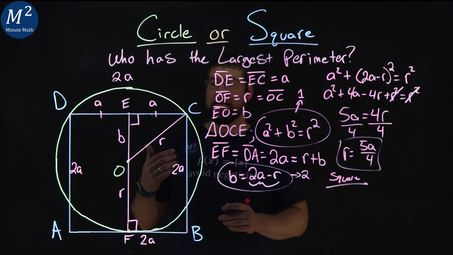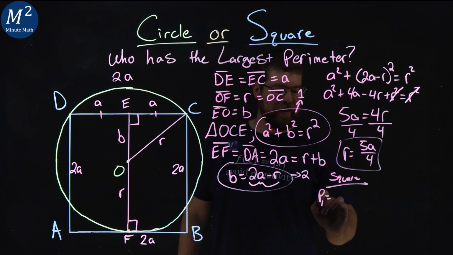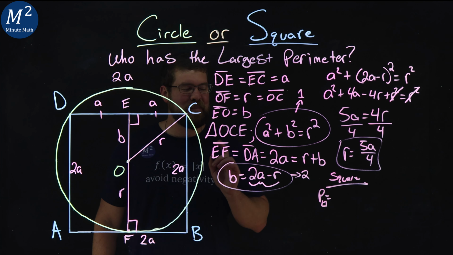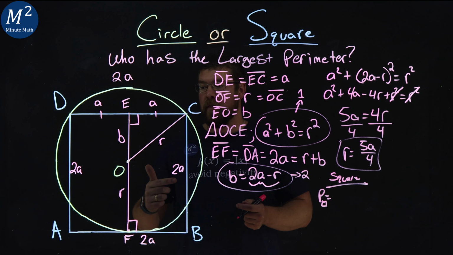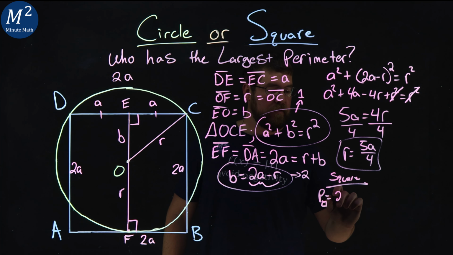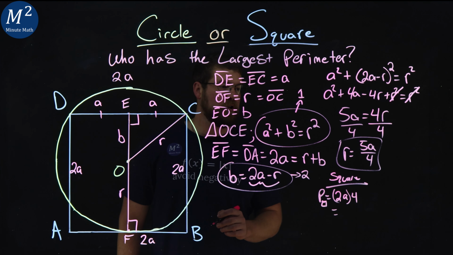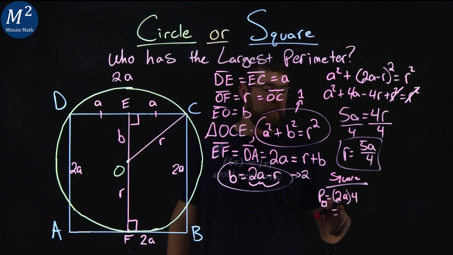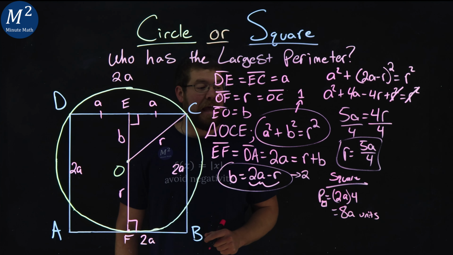For the square, we want the perimeter, sorry, not the area, the perimeter here. The perimeter is adding up all the side lengths. So we have 2a as a side length, and we have 4 of them. And so our perimeter in terms of a would be 8a. So the perimeter of the square is 8a units.